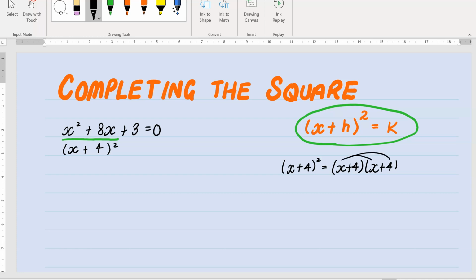And we do our normal expansion, and we end up with x squared plus, we've got a 4x plus another 4x underneath, so that gives me 8x, and then we've got 4 times 4, which is 16.